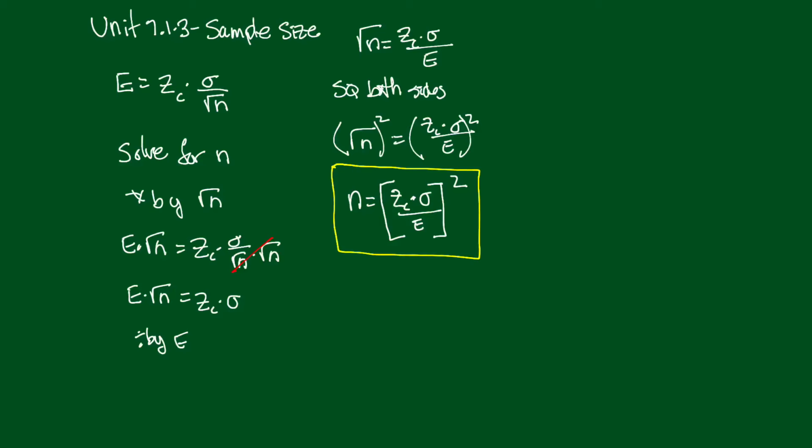And let's make an important note here. Because this is a sample size, it has to be an integer. So what we always do is round up. It's not normal rounding. You're always going to round up.